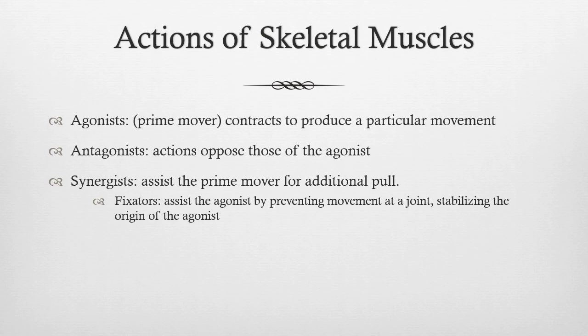Those agonists oftentimes have synergists. Synergists are going to help in the process itself. They may be there more for stabilizing the joint as the agonist is contracting. Antagonists are opposing muscles, things like our biceps brachii versus our triceps brachii. They're on opposite sides and they do different motions.